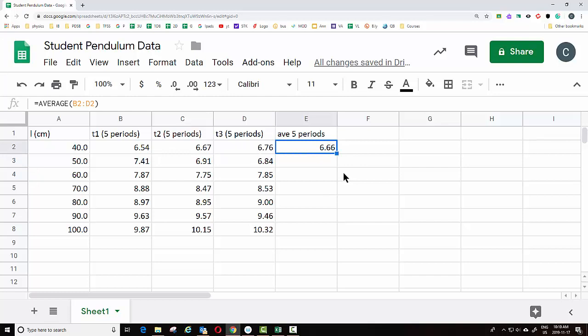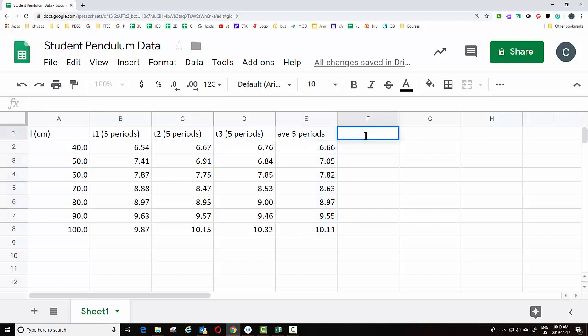But where Google Sheets and formulas become really effective is if I now highlight that cell and move my mouse cursor to the bottom right hand corner, you'll notice it becomes a cross. Once it becomes a cross, you can drag that down, and you're really dragging that formula down for each row. So these are all the averages for 5 periods.